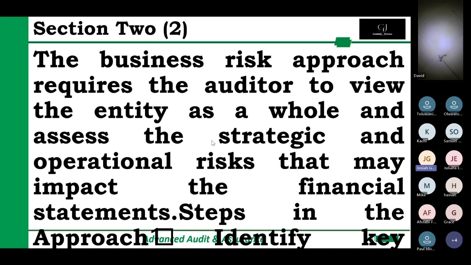So the steps in the approach: number one, identifying key business risks. The auditor needs to check risks that threaten the achievement of the company's objective.